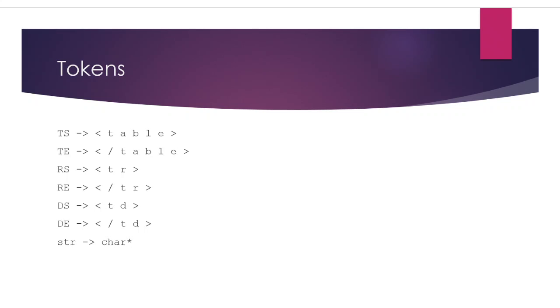So now we are going to make tokens. TS is basically a table start. This is part of the syntax of the HTML language. There's a table start, and then there's a table end, which is also called backslash table. RS means row start, and RE means row end. Whereas DS means data start and DE means data end, and STR is basically our data, like Zen, 60, Hira, and 50, whatever.